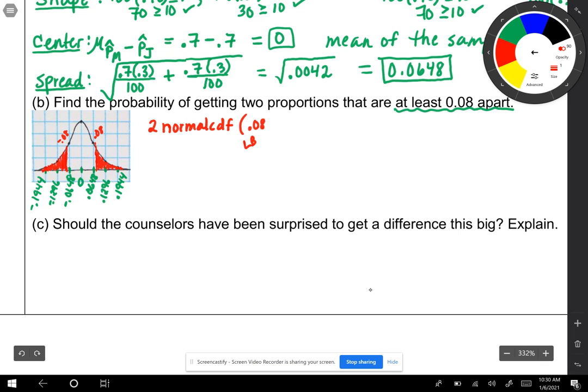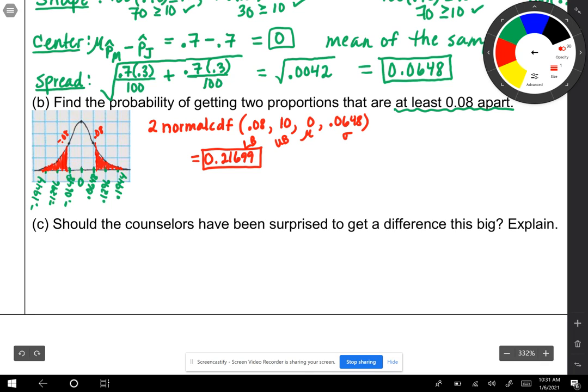So lower bound, our upper bound is some large number. You can use 10, 100, 1,000. It's not going to matter. Our mean is 0, and our standard deviation is 0.0648. And I did that, and I ended up getting 0.21699, which is a pretty high probability, actually.